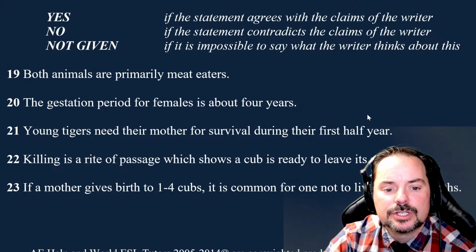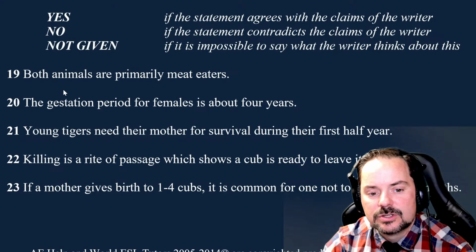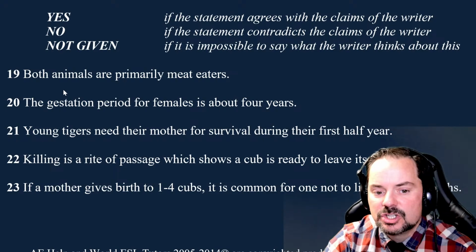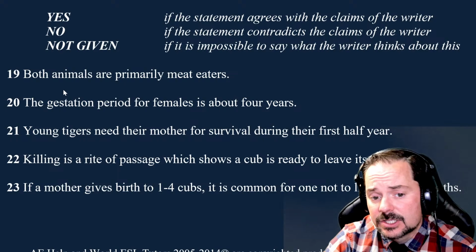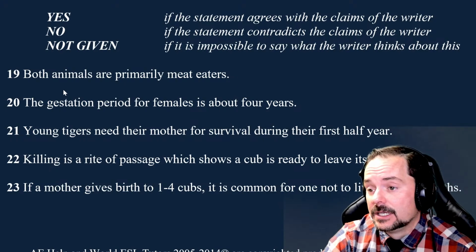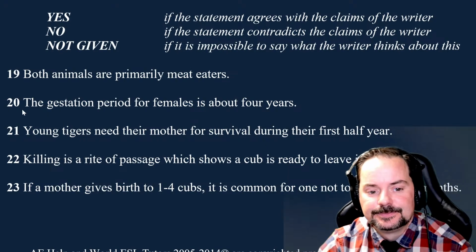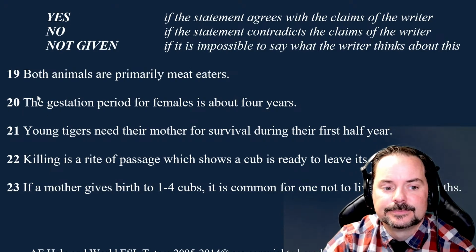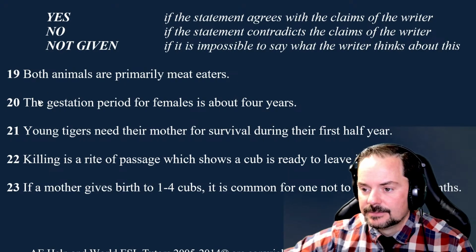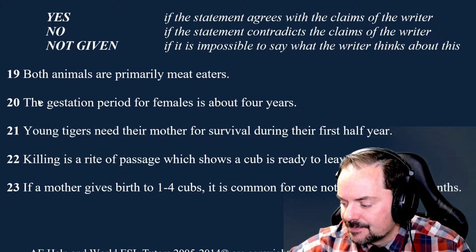Okay, so you should see number 19 on the screen shortly. Now here the goal is to figure out whether this fact is true according to the passage, the fact is false according to the passage, or the fact is not given and we don't know. So go ahead and read 19 when you're ready. Yes, sir. I'm ready. Go for it. You should see question 19 on the screen. Both animals are primarily meat eaters.